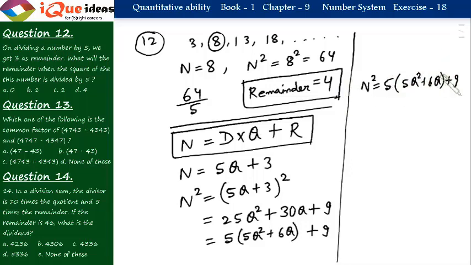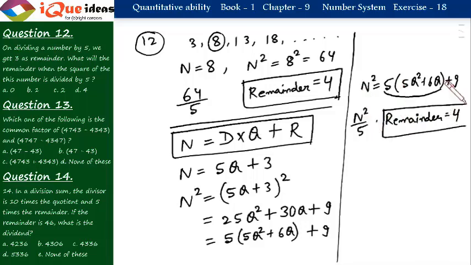Now as you can see, if you divide this number n square by 5, very clearly this whole first part will be divisible by 5. The only remainder that you will get comes from 9. And what will be the remainder when 9 is divided by 5? It will be 4. Right? I repeat, the first part of that n square is divisible by 5, so there will be no remainder from the first part. Whatever remainder you get comes from the second part, that is 9. So 9 divided by 5, remainder is 4.